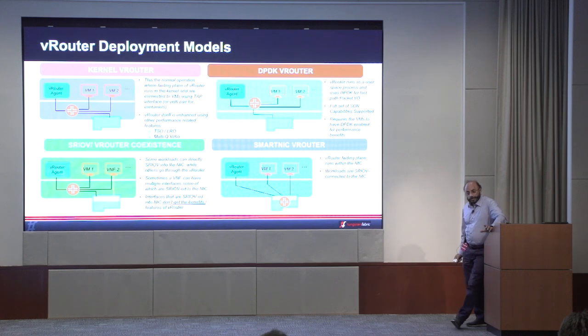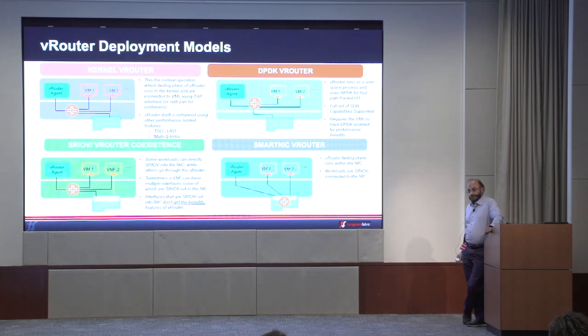A third model is a hybrid model where you can use VRouter in kernel as well as SRIOV workloads. If you have VNFs which can take advantage of throughput by using SRIOV workloads, you can deploy that model. So that's available for you also.